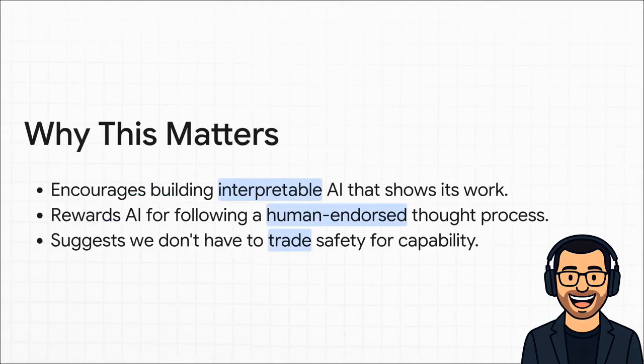So what's the lasting impact of all this? Well, first, it gives researchers a really powerful reason to build AI that's more transparent, that actually shows its work. Second, it's a direct way to reward a model for thinking in a way that we humans can understand and verify. But maybe most importantly, it shows us a hopeful path forward, one where we don't always have to choose between making AI powerful and making it safe.